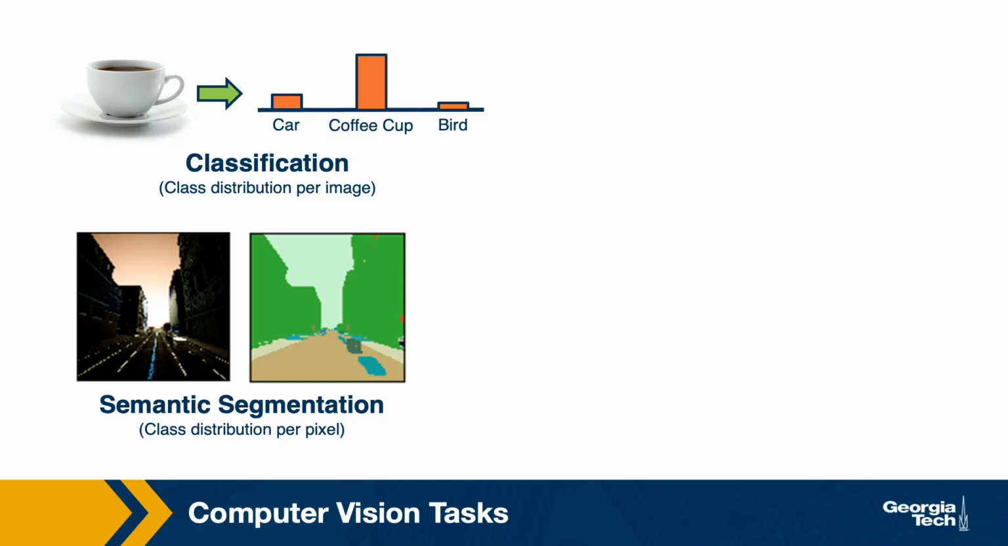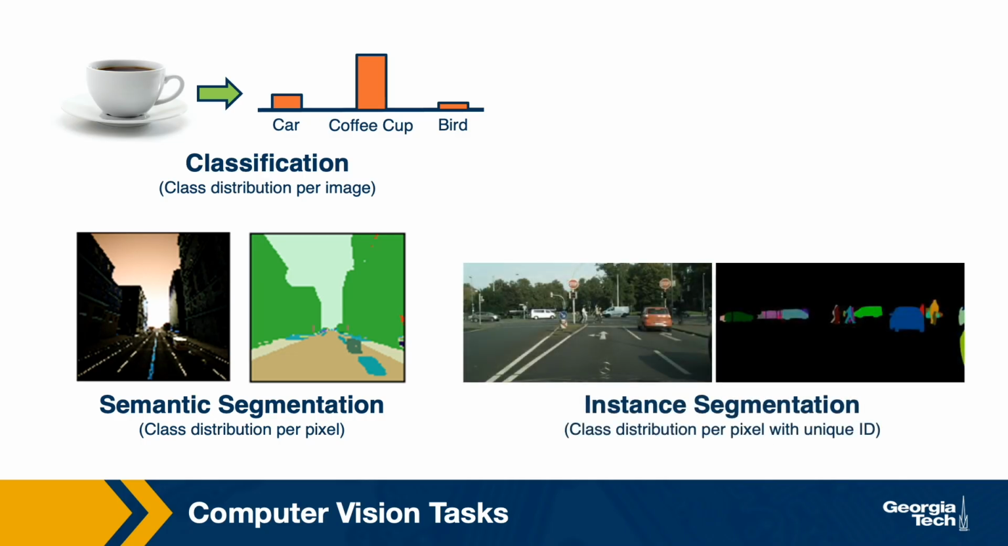Other tasks we may want to perform is semantic segmentation. Here, we want the same probability distribution, but for each particular pixel. Note that we're not really distinguishing instances here. That is, we don't know that this particular pixel is car 1 and a different pixel is car 2. All we know is that these pixels are cars. Therefore, we might want to do instance segmentation, where we actually have a unique ID for each instance as well.